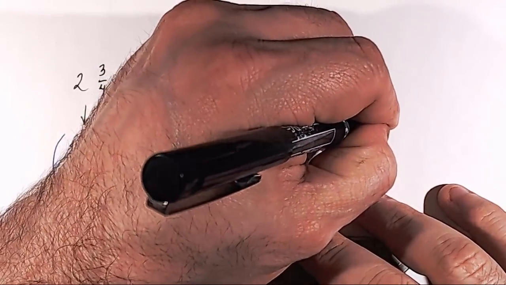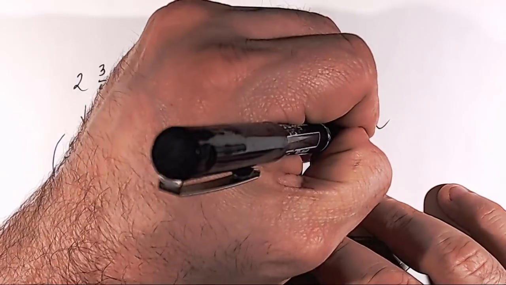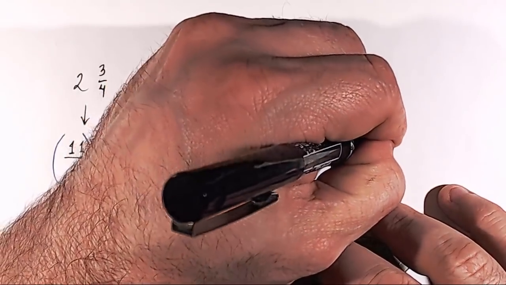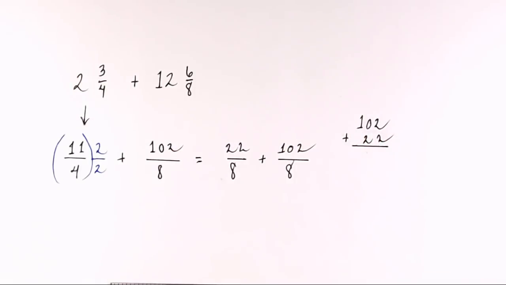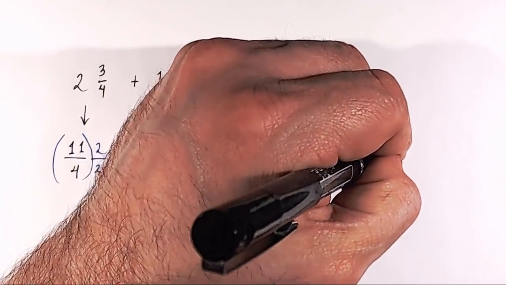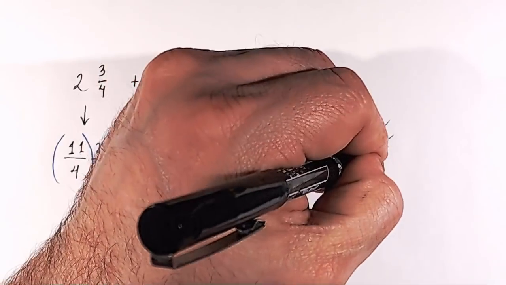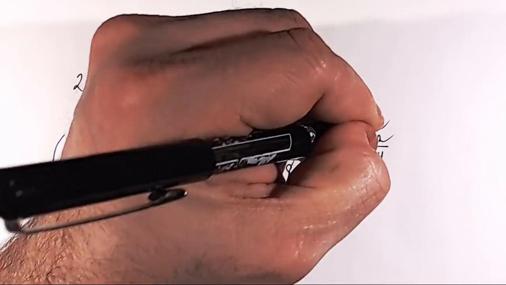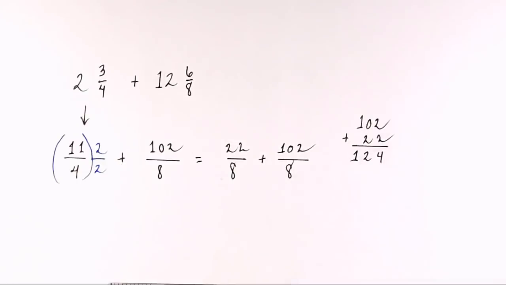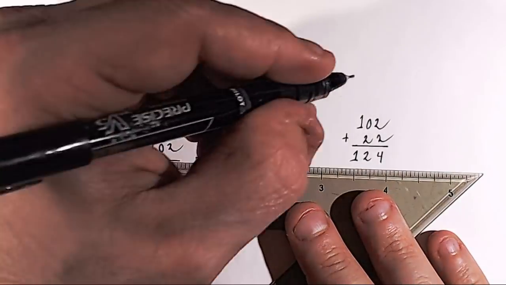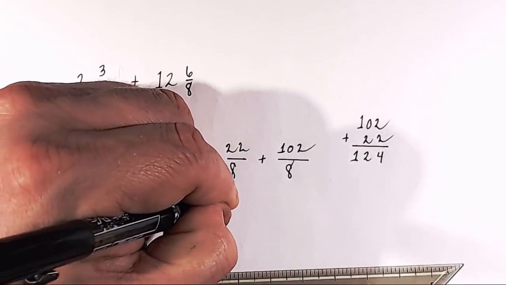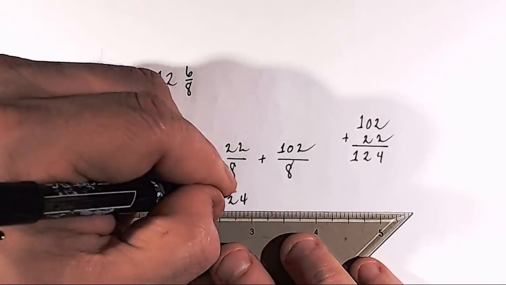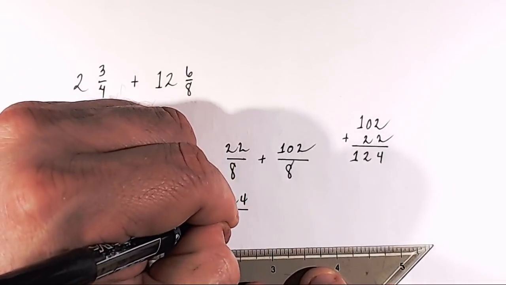Just 102 plus 22. 2 plus 2 is 4. 0 plus 2 is 2. And 1 plus nothing is 1. So it's 124. So the answer is 124 over 8.